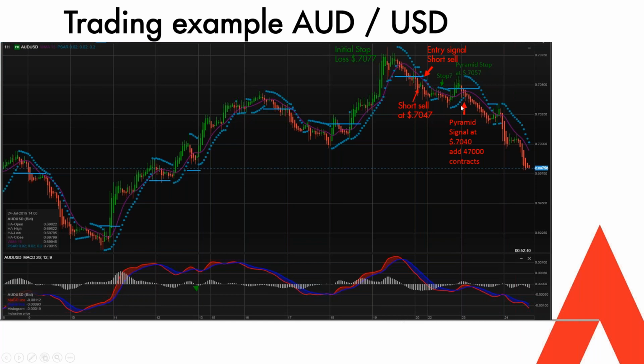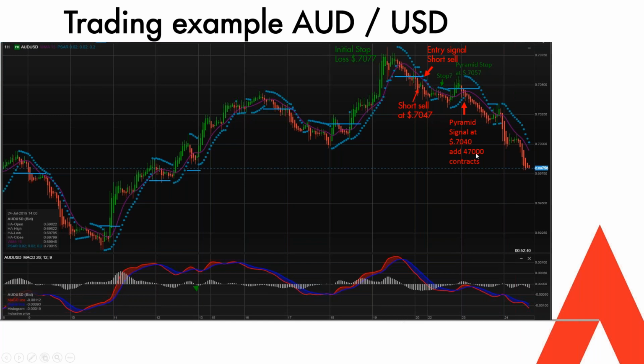So pyramid signal to add to our position at 0.7040, and we're buying a $47,000 contract, so roughly half of our original purchase is the idea. Stop loss goes above the last peak from where we're pyramiding, at 0.7057, and we've just added to our position.